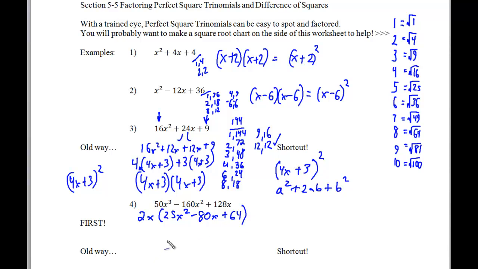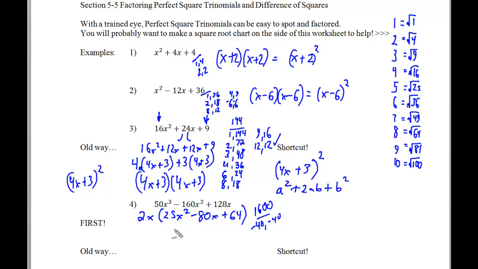Now, to do this the old way, even I am probably not going to tackle this the old way, because multiplying 25 times 64 gives me an answer of 1600. So you'd have to factor 1600 and list all your factors until you got to the combination that works. Now, to give me negative 80 in the middle, the answer would be negative 40 and negative 40. And there would be a lot of factors to get down to this if I started building my tree.